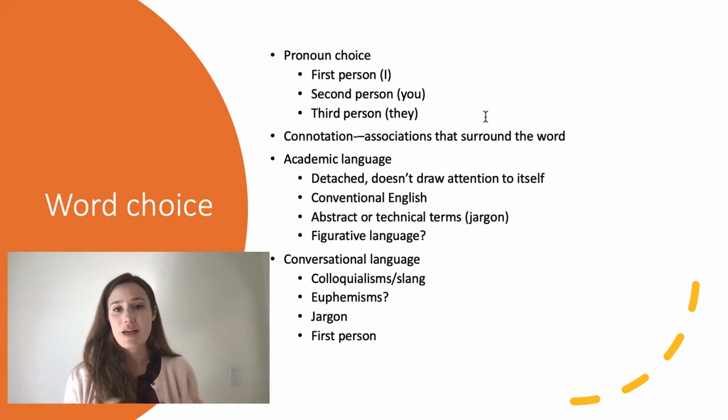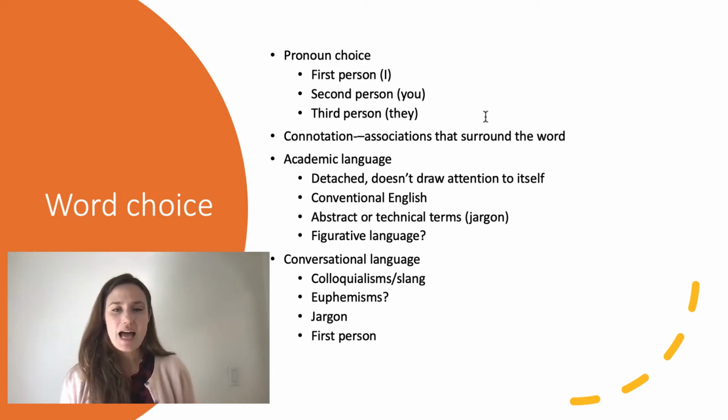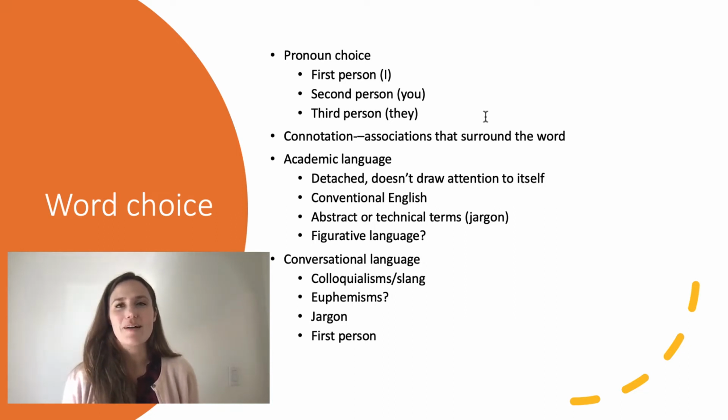Academic language versus conversational language. In some of the pieces that we read, there's both. There's both academic and conversational language. Academic language tends to be detached. It tends not to draw attention to itself. It tends to use conventional or standard English and often uses abstract or technical terms. Sometimes there are so many abstract terms or jargon terms that we're kind of confused if we're not in that particular field. And some academic essays will use figurative language.